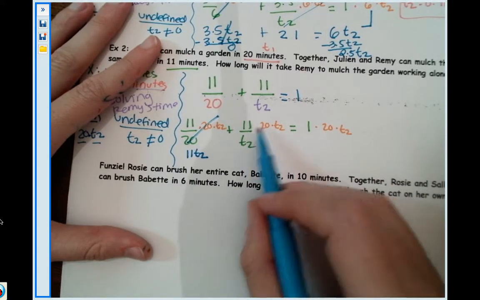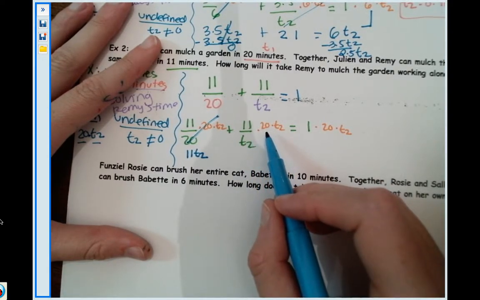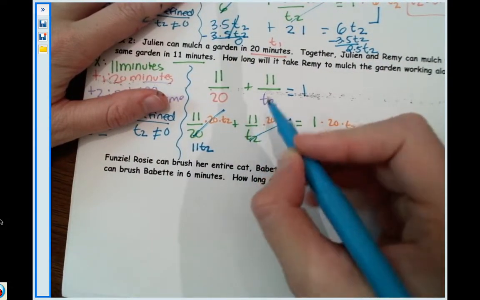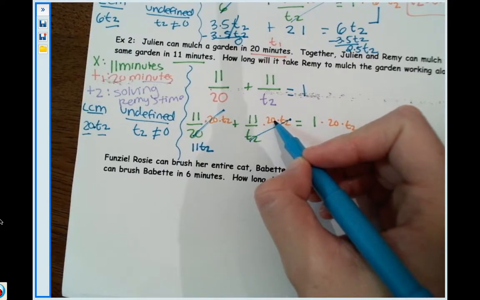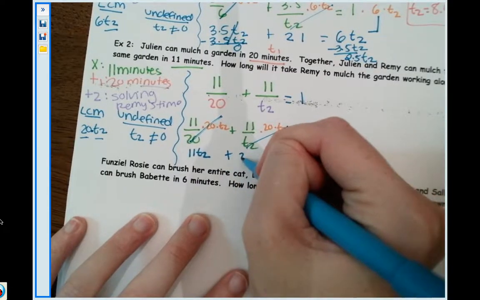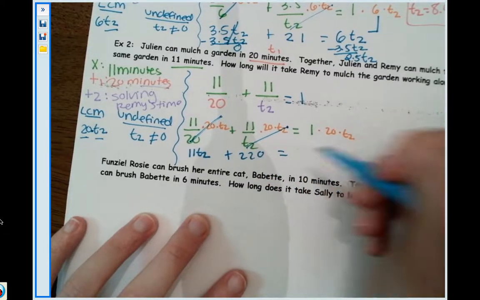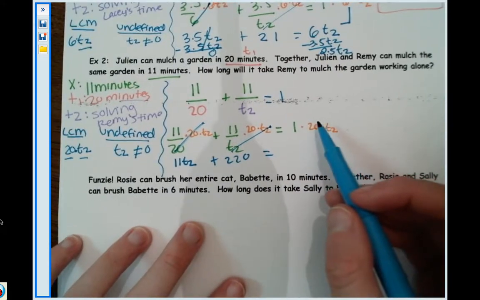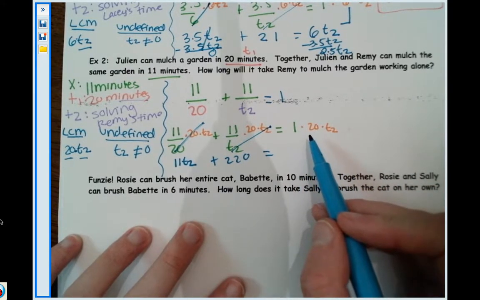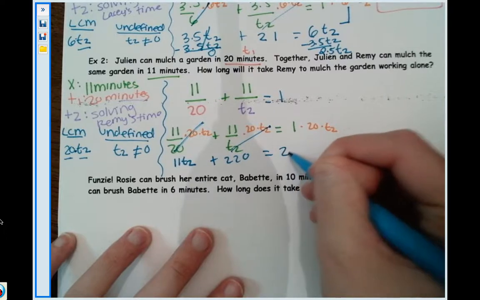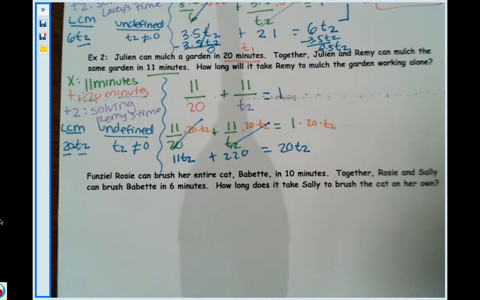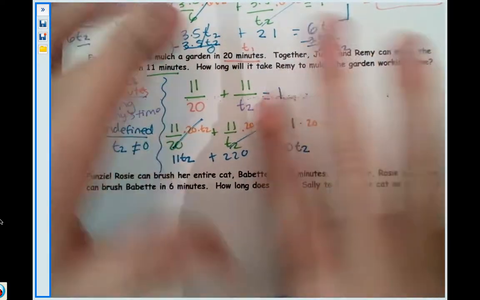All right, what's going to cross out of this one? It is the t sub 2's. Bam! Cancels out. Those go away. So I'm left with 11 times 20, which is simply going to give me 220. So plus 220. And then equals, well, on this one, there isn't even a denominator to cross out. So I just multiply them together. So 1 times 20 is 20, times t sub 2 is 20 t sub 2. We just made all of our denominators disappear.